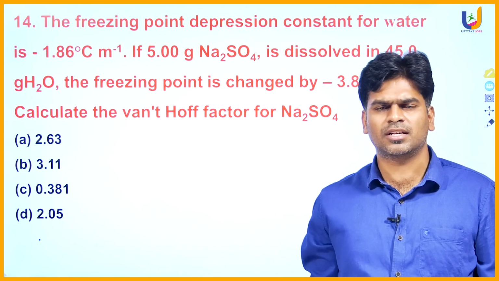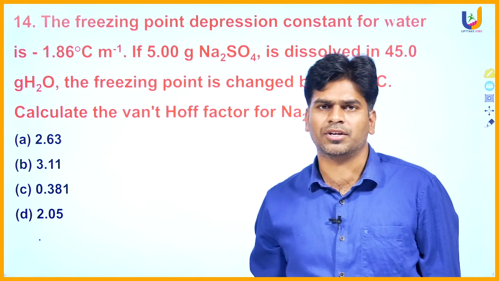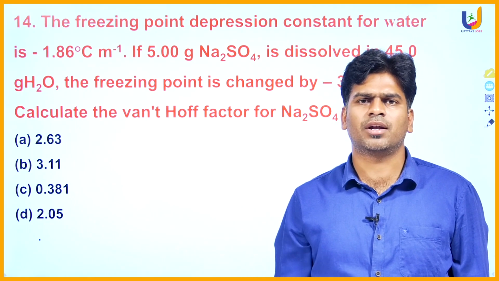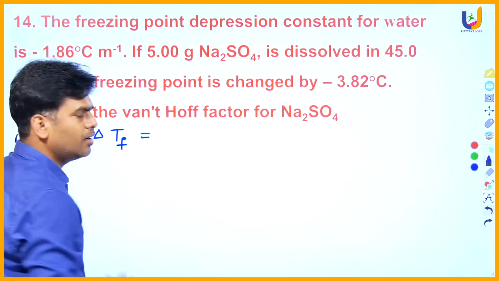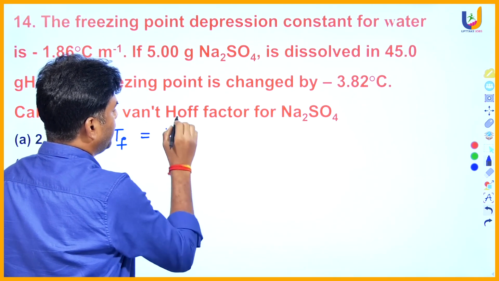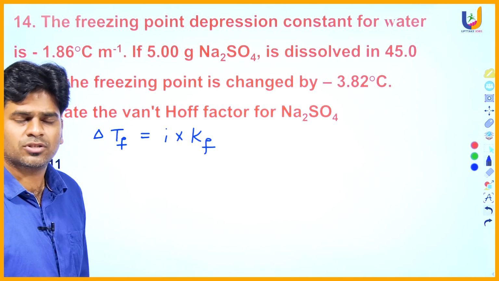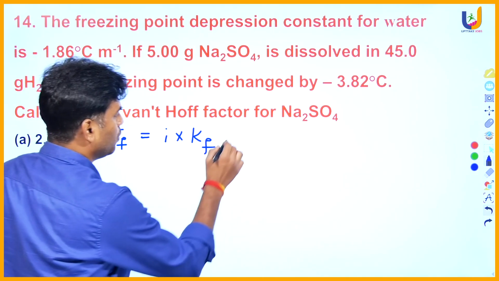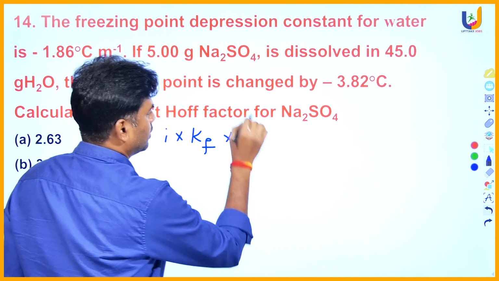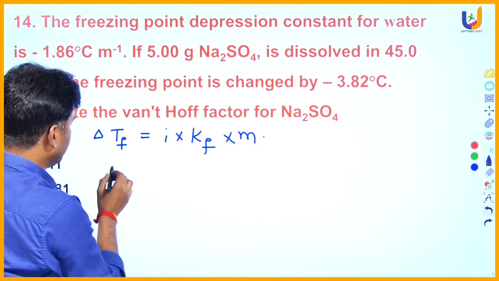What is the formula of depression in freezing point? If you add some solute in a given solvent, the freezing point will definitely decrease. Delta Tf is equal to the Van't Hoff factor i into the freezing point depression constant Kf into molality. Now they are asking for the Van't Hoff factor, that is, i.